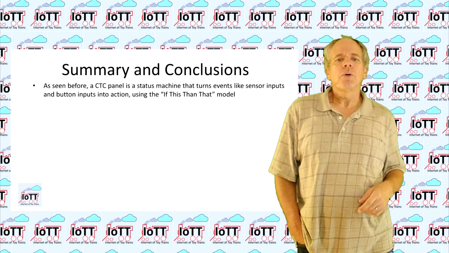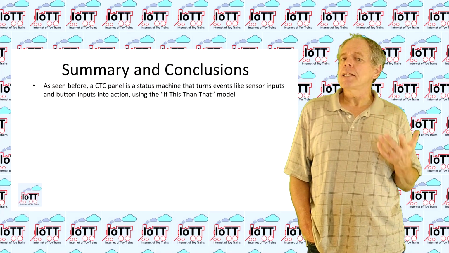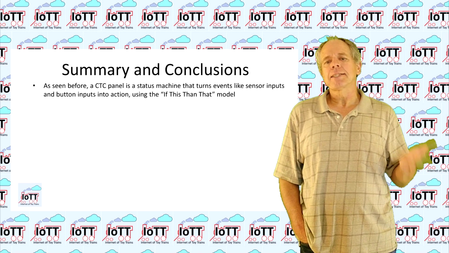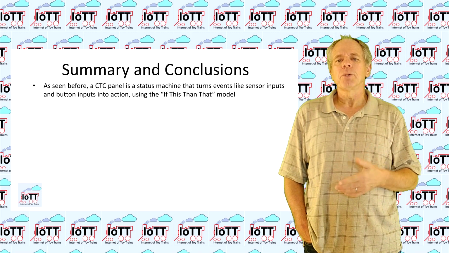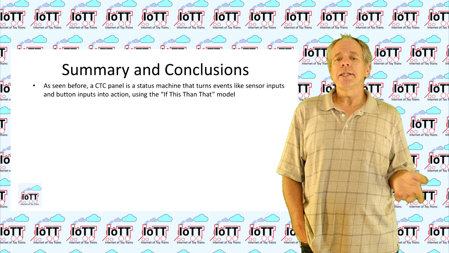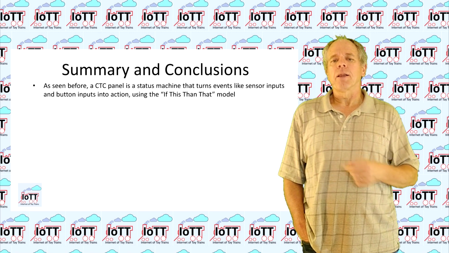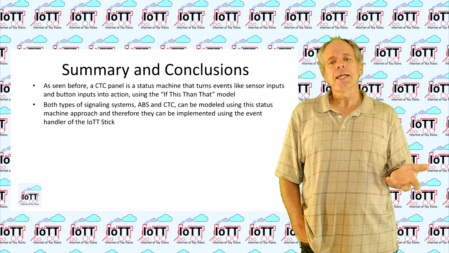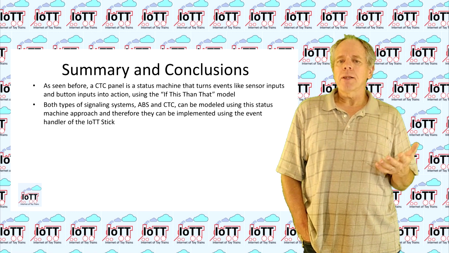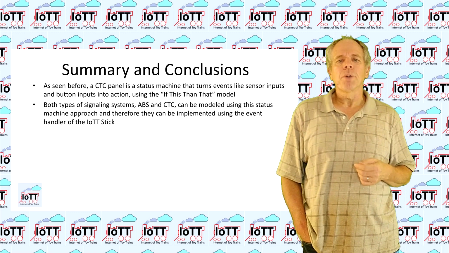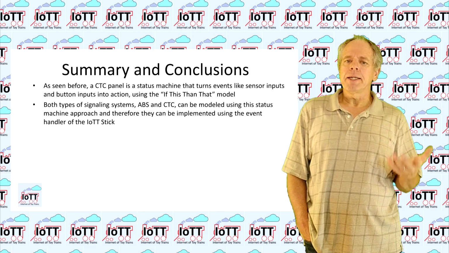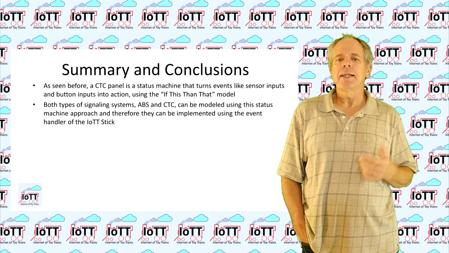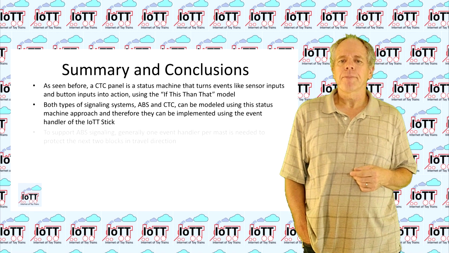As seen before, a CTC panel is a status machine that turns events like sensor inputs and button inputs into action using the if this then that model. Both types of signaling systems, ABS and CTC, can be modeled using this status machine approach and therefore they can be implemented using the event handler of the IoTT stick.